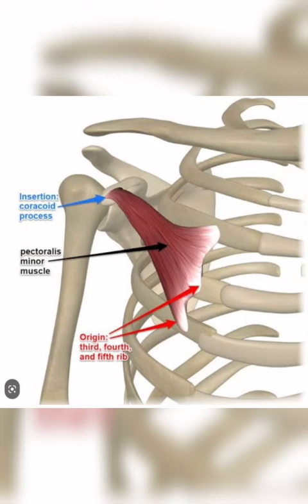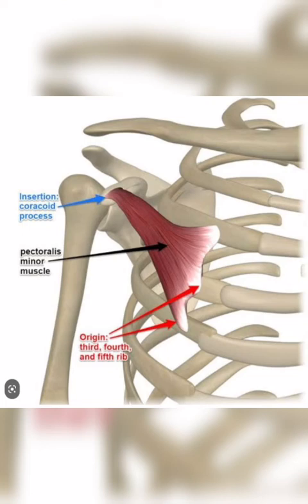The origin of this muscle is the third, fourth and fifth ribs, and insertion is the coracoid process of the scapula, and its function is acting on the shoulder: depression, adduction, protraction, internal rotation and downward rotation of the scapula. Depression means when we are tired, our shoulders are depressed when we get fatigued.